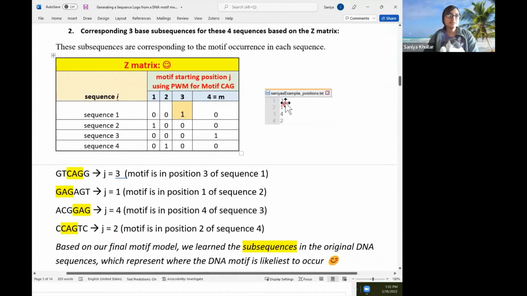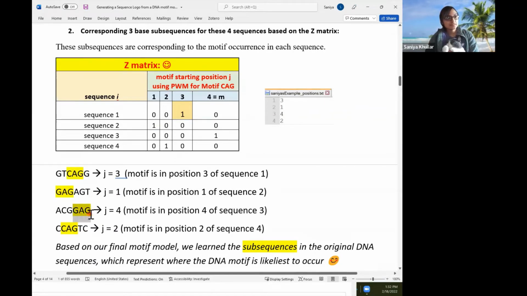So yeah, you see this 3, 1, 4, 2. This is what this means here. That in the first sequence, the motif starts in position 3 of sequence 1. So 1, 2, and 3. It starts in position 3 here. That's why this was a 3. In the second sequence, it starts in position 1 at the very beginning. So that's why this is a 1 and a 1.